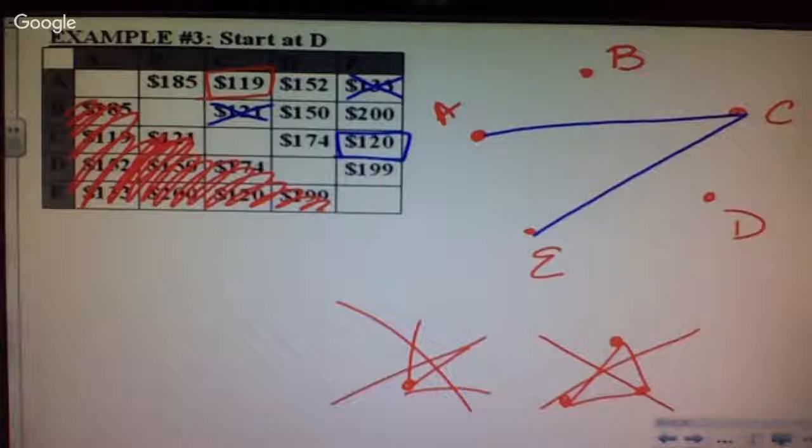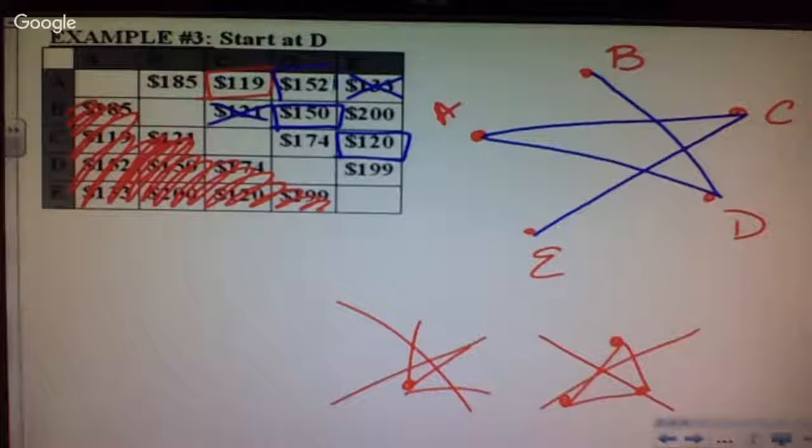152, A to D. 150 is my next smallest number. That connects B and D. Well, that one's safe. B to D is safe. So 152 is next, but we can't use it because A's already had 2. Oh, A has 1. No, A has one. So we can go to A to D. 152 connects A to D. Okay, that'll work. Yeah, we're done.